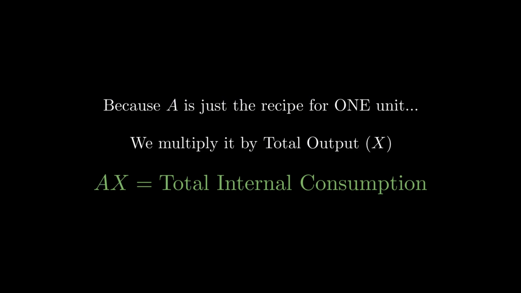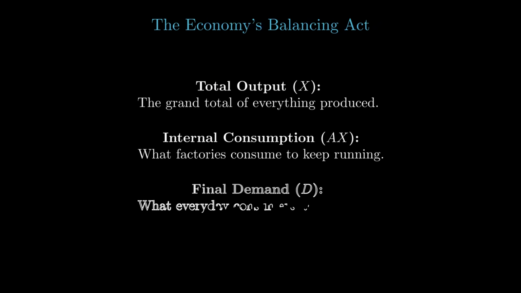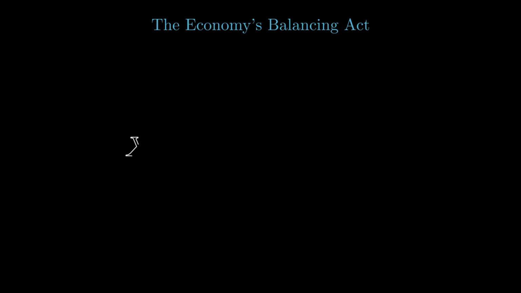Because A is just the recipe for 1 unit, we multiply it by our total output X to get AX, which is our total internal consumption. So the economy's balancing act is simple. The grand total X must equal what factories consume, that is AX, plus what people want, that is D.